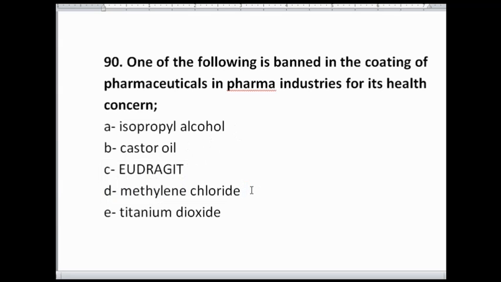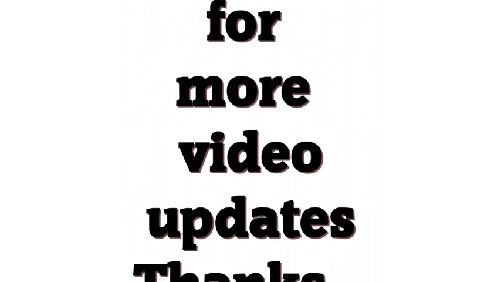This is actually for the reason, one possible reason is that it is carcinogenic. Another is that it may cause heart attack or asphyxiation, that is breathing problems. So for these and other reasons its use is being limited in the pharma industries for coating purposes, but still this compound is used in many industries in Pakistan, but it is not recommended to be used for its health concern. So D is the correct option here.